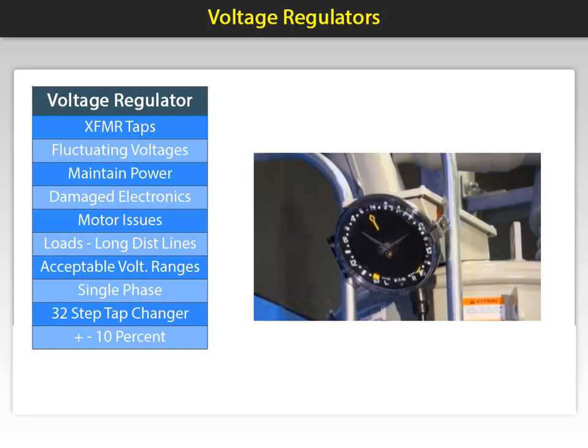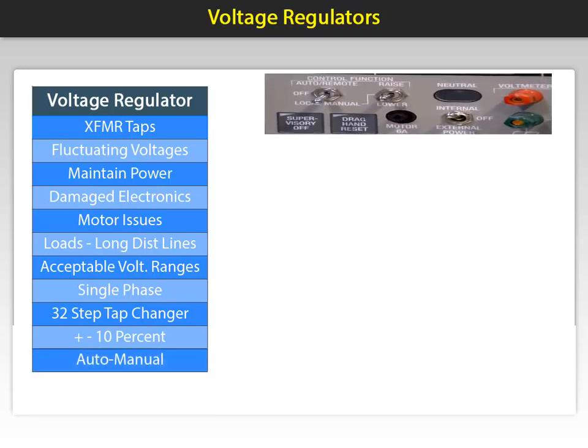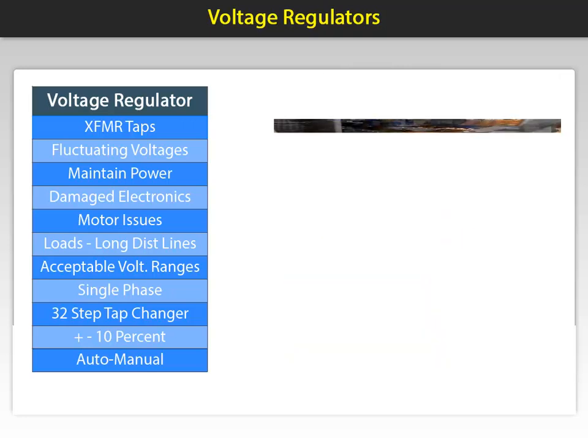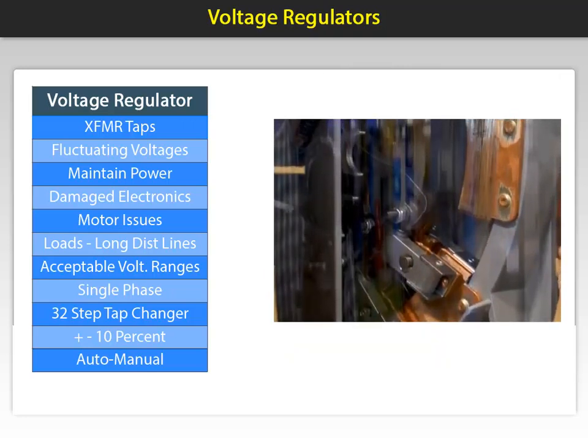This tap changer can automatically sense the voltage and adjust, or it can be manually adjusted with switches on the regulator or with a remote operator station. The tap changer is mounted internally and rotates to the proper point to provide the required output voltage.